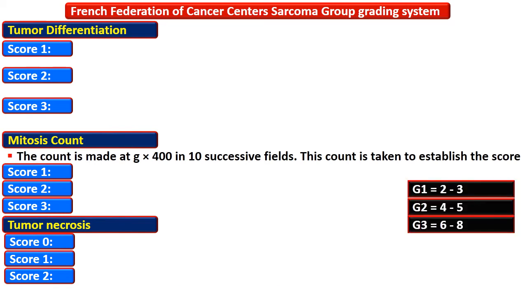So when the tumor attains a score of 2 to 3, it is given grade 1, and when it is scored 4 to 5, it is considered as grade 2, and when the score is 6 to 8, it is considered as grade 3.